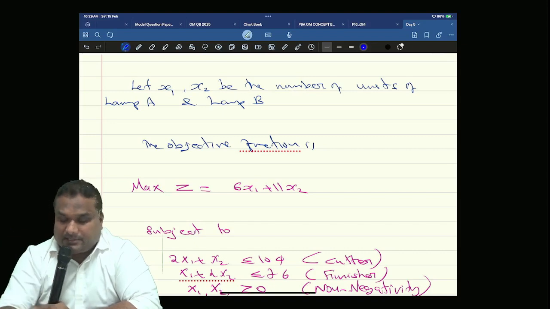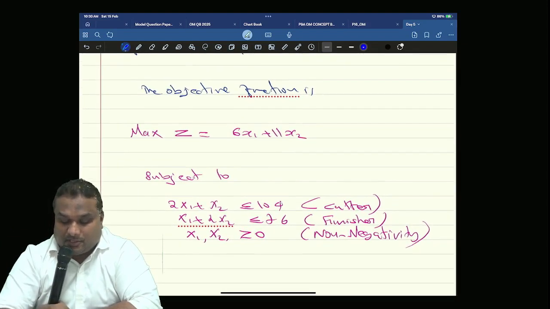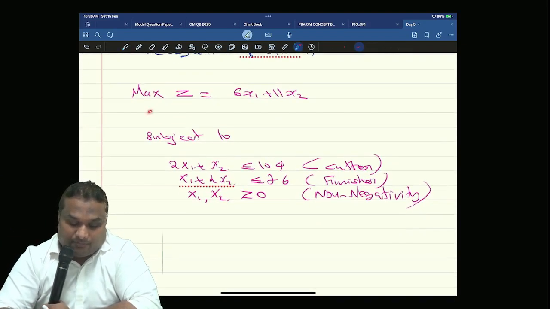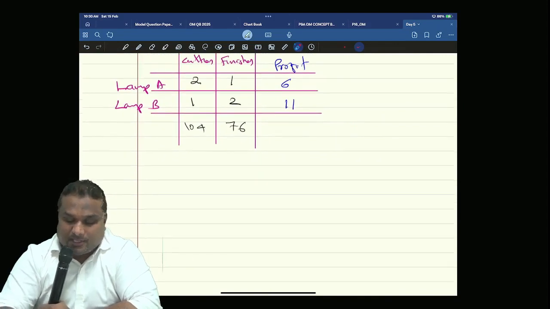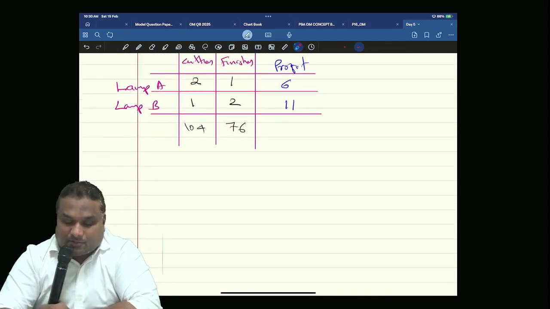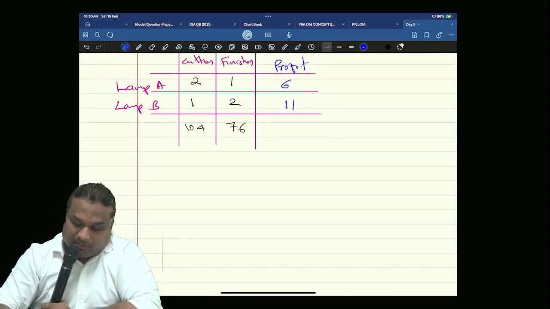After that there is a gap. Maximize z is equal to, after that there should be a gap. Subject to, then there should be a gap. This is the usual protocol. Now tell me, is the question related to profit or is the question related to cost?